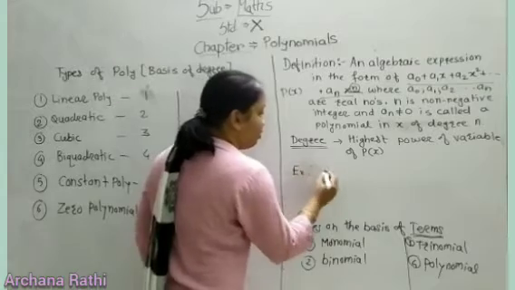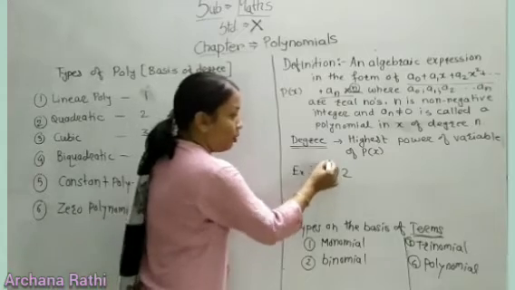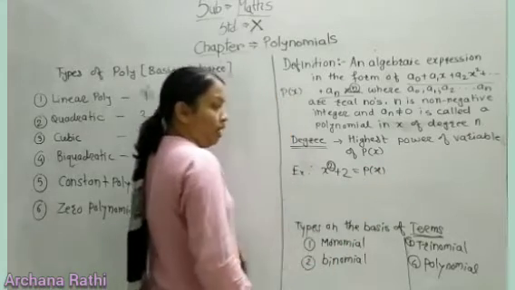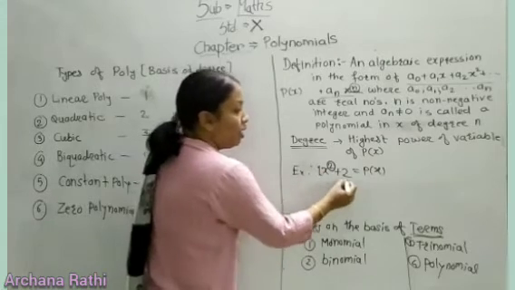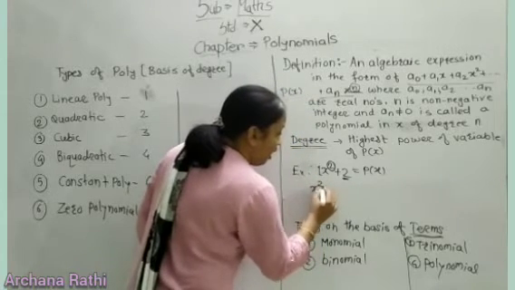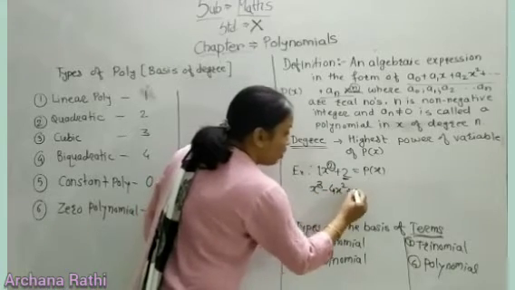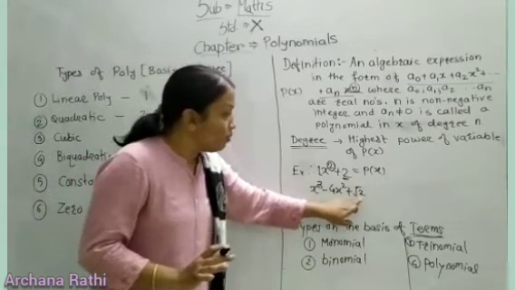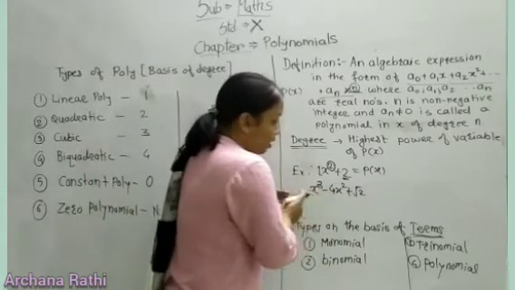For example, we can write x² + 2. Here the highest power of the variable is 2, and this is a polynomial in x. Here a1 is 1 and the constant is 2, these are real numbers. Another example is x³ − 4x² + √2. Root 2 is a real number, a constant term. Generally we write this in descending order of power.